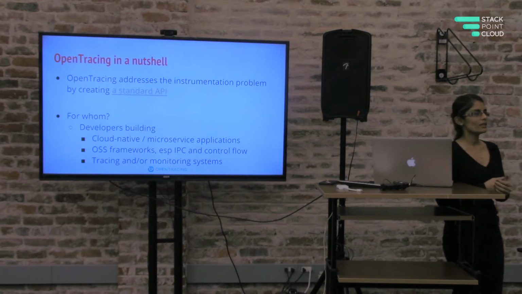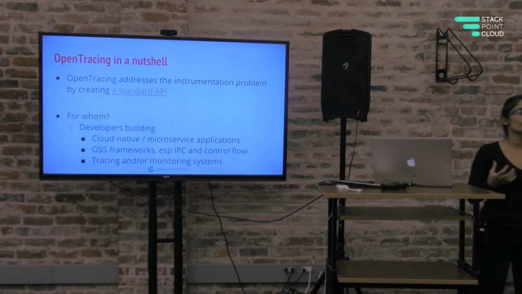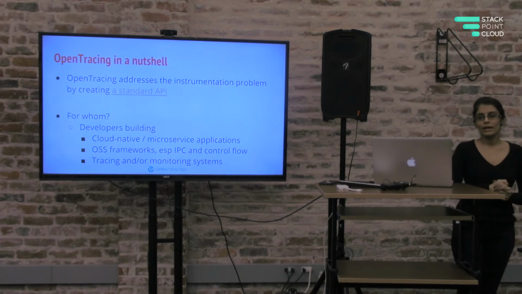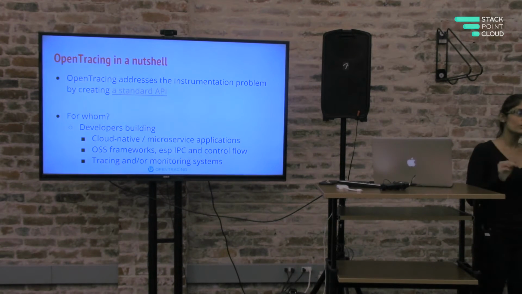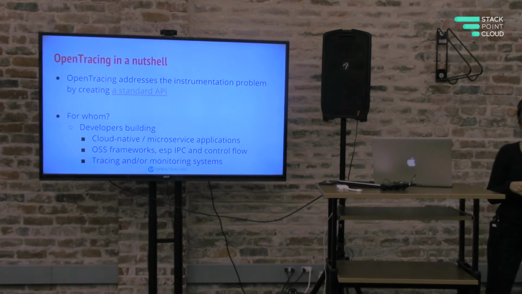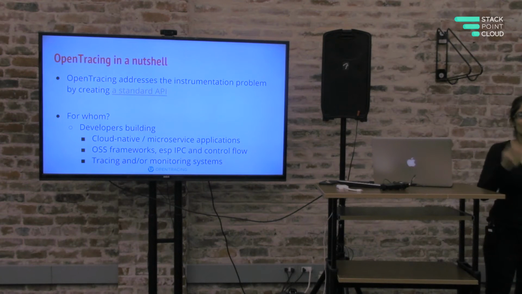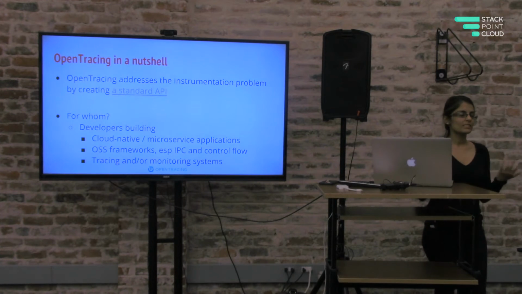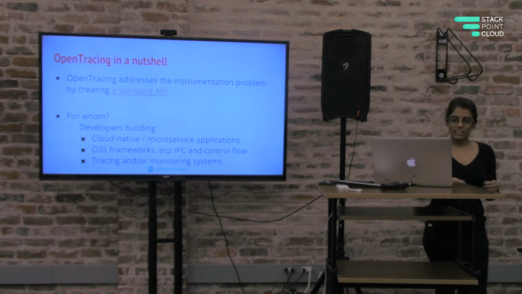So OpenTracing, in a nutshell, addresses this instrumentation problem, this problem of getting information out of your very complex system and making sense of it to have complete observability. And it does so by creating a standard API. In this talk, I'm not going to be delving deep into the spec. If you're interested, there's a link in this talk, which I'm sure the slides can be shared later. And also, it's just github.com/OpenTracing. You can learn more about the details there. We released the 1.0 spec in August last year, so fairly young.